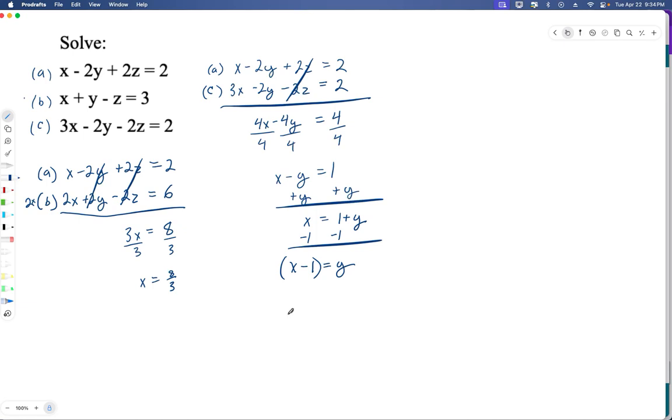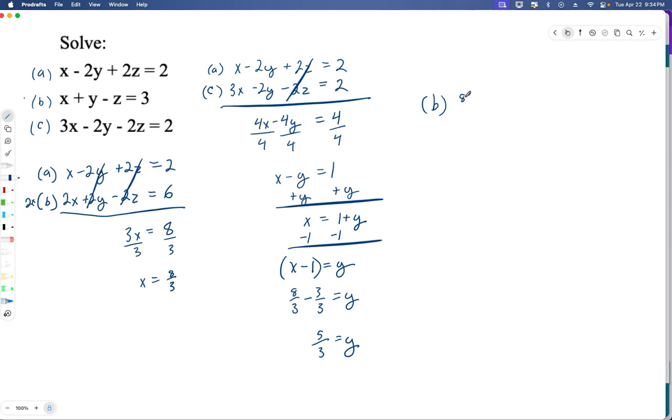So what I can do is I can actually take this value for x and put it in here, 8 over 3. And I'm going to turn this into 3 over 3 because that's a value of 1 is equal to y. 8 minus 3, that's 5 over 3 is the value of y. Now that I have x and I have y, I'm going to take B and substitute in.